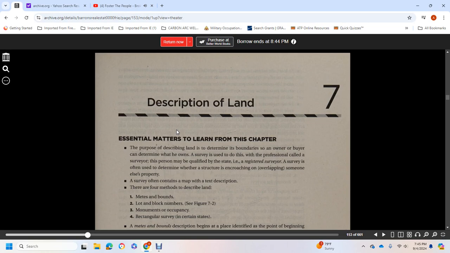A professional called a surveyor, who may be qualified as a registered surveyor, performs the survey. A survey is often used to determine whether a structure encroaches on or overlaps someone else's property. A survey contains a map and a text description.